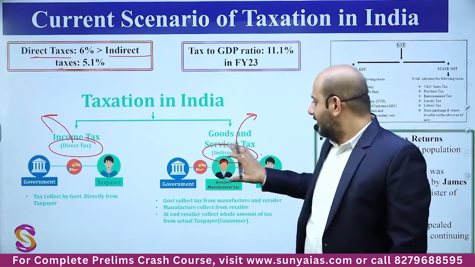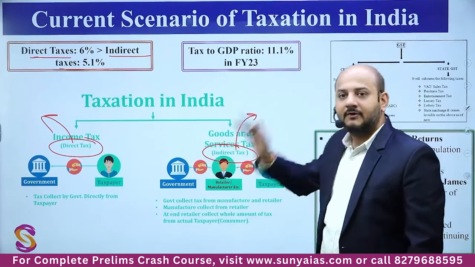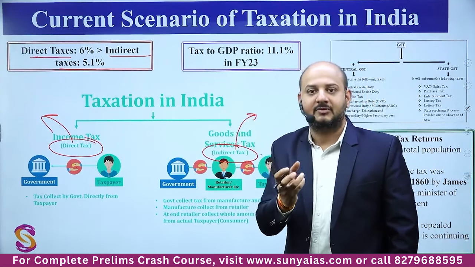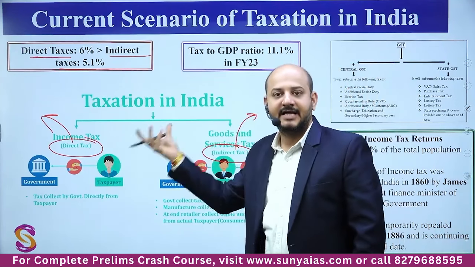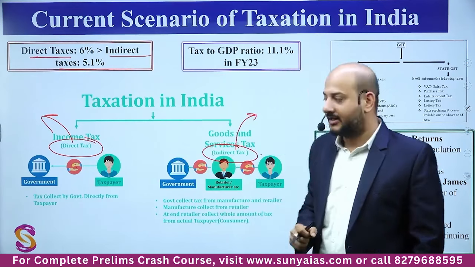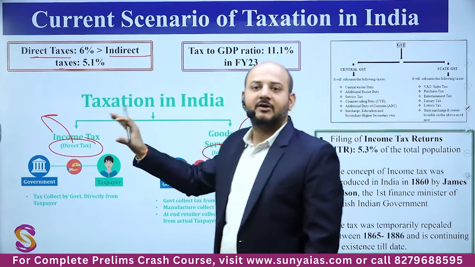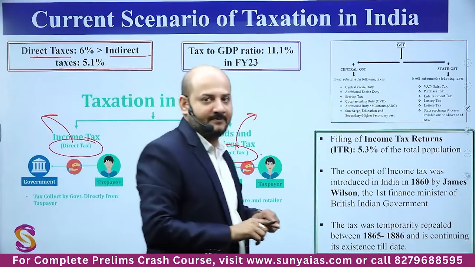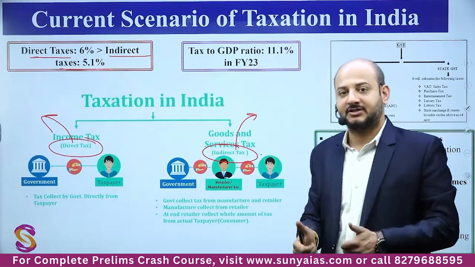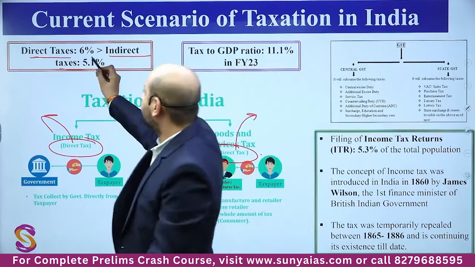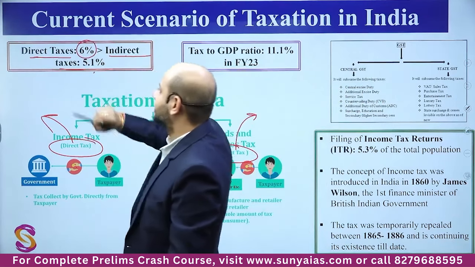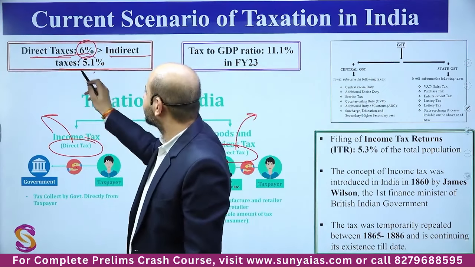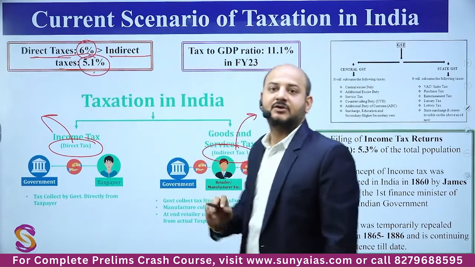Okay. So students, basically, it is good for our economy if indirect taxes constitute less than the direct taxes. Direct taxes should be bigger. Till now, the problem with the Indian economy had been that mostly indirect taxes were more. But the time has changed. It is good for us that now direct taxes are more than indirect taxes. It is 6% of the GDP direct taxes, and indirect taxes 5.1% of the GDP.